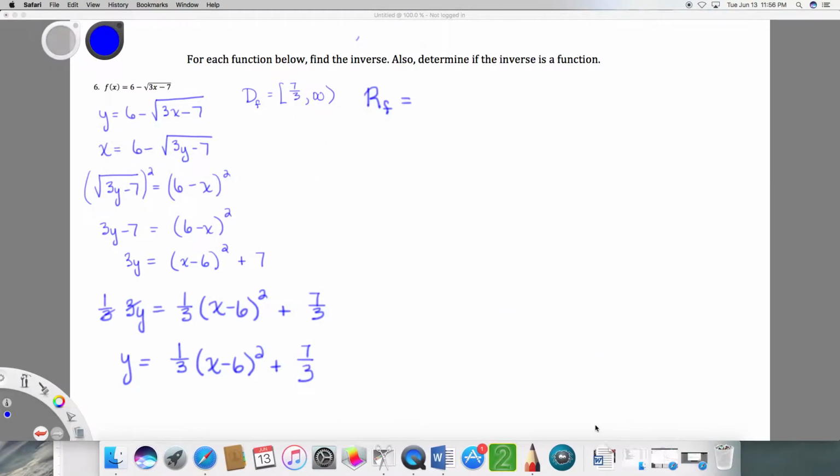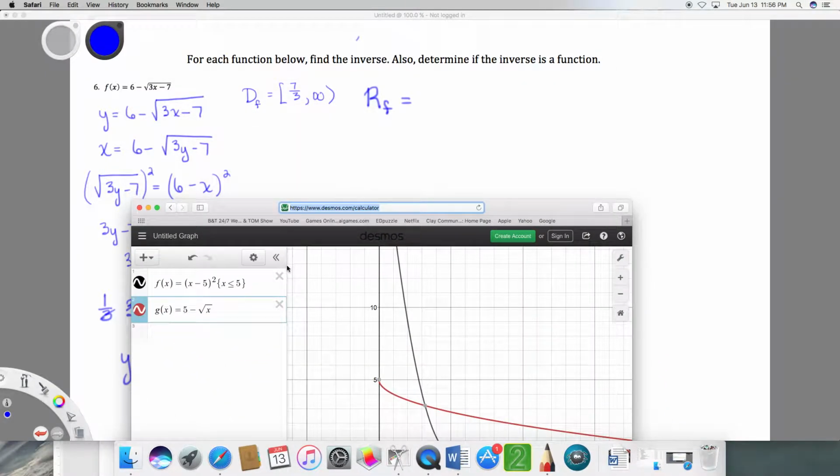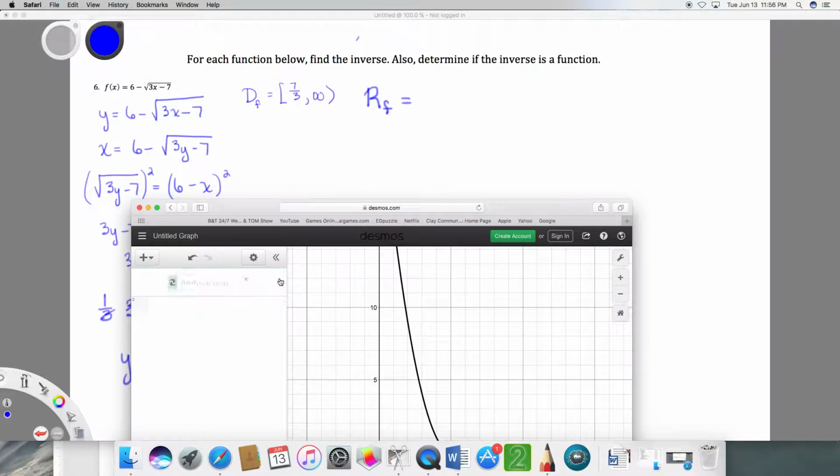So let's see, I thought I already had this keyed in. Sorry about that. All right, so let me key this in real quick. This Desmos graphing calculator understands function notation, so I can key it in as f of x equals 6 minus, and if I type SQRT, it understands that abbreviation is for square root. It's really a neat thing, and it's free.